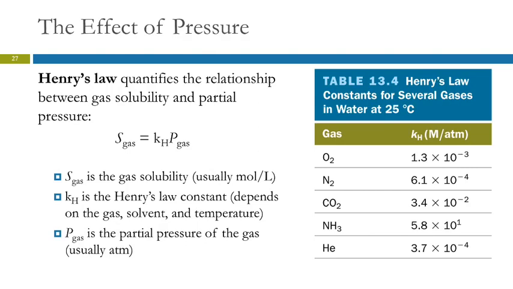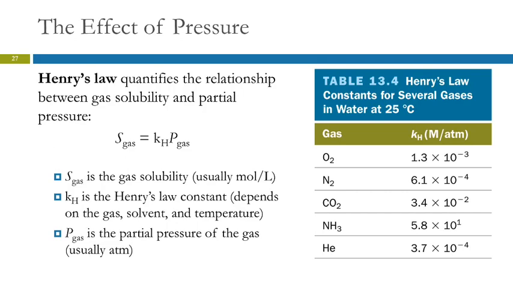Okay, we can quantify the effect of pressure on gas solubility. That's called Henry's law. The solubility of a gas, usually expressed in moles per liter, is equal to a constant, the Henry's law constant, times the partial pressure of the gas. That's usually in atmospheres. KH, the Henry's law constant, is going to be different for different gases, for different solvents, and for different temperatures.